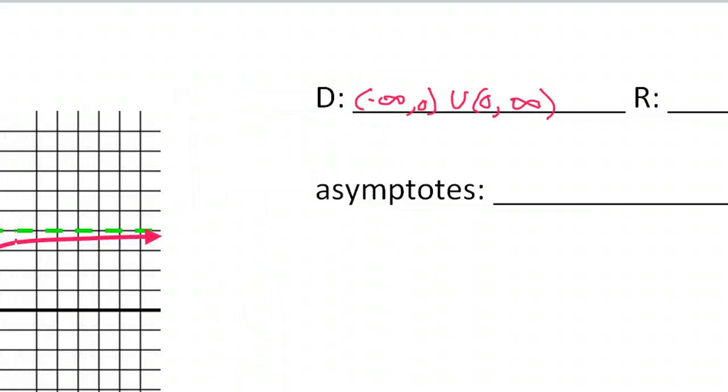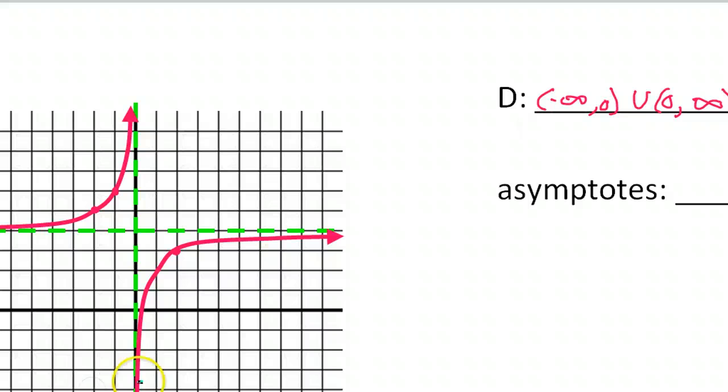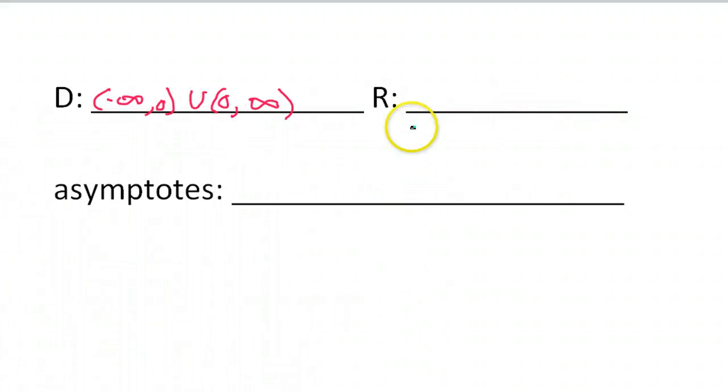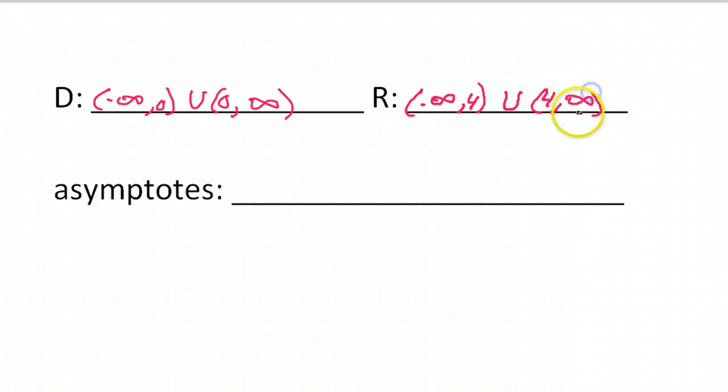Alright, similarly the range. The range is the y values. We have all y values covered except for the horizontal asymptote. We have to sort of skip over that. So everything except for 4. So that's why we're going to go from negative infinity up to 4. And then we're going to skip 4, and we'll go from 4 to positive infinity.